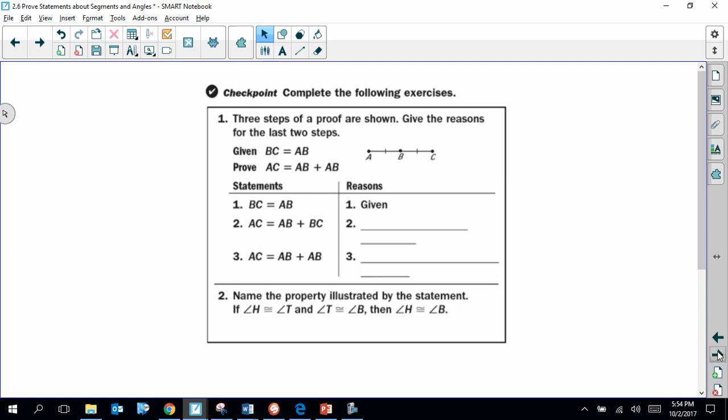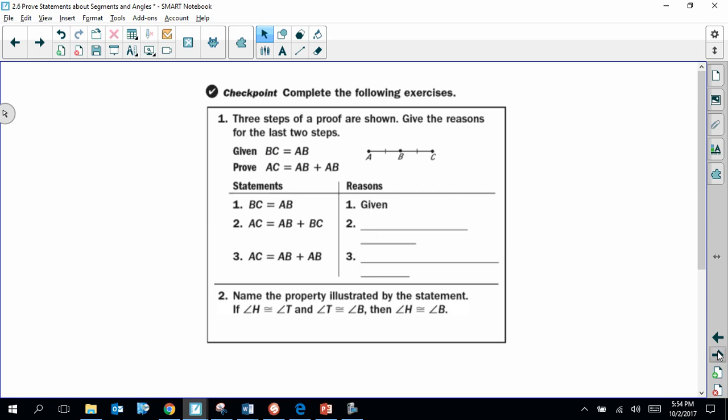Here in checkpoint 1 and 2, again, go ahead and pause the video and answer these questions as best you can. And when you're ready, go ahead and hit play and come back so you can see how your answers look compared to mine.